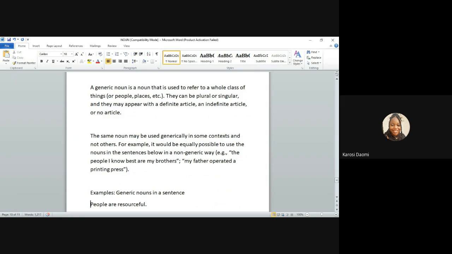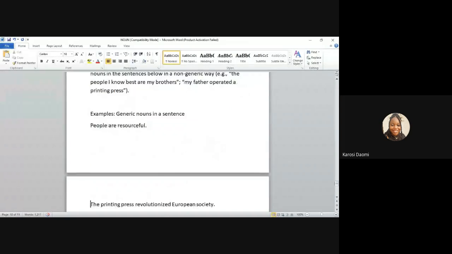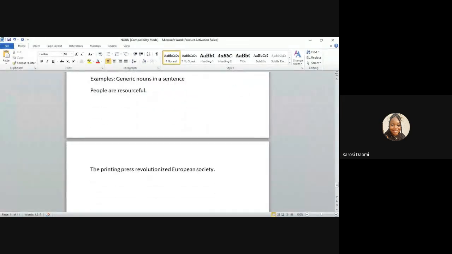People. The people I know best. My father. Father is a very generic noun. I mean, everybody or most people have fathers. That's general. Brothers too, it's a generic noun. Sisters, generic noun. There are a lot of examples of generic nouns.